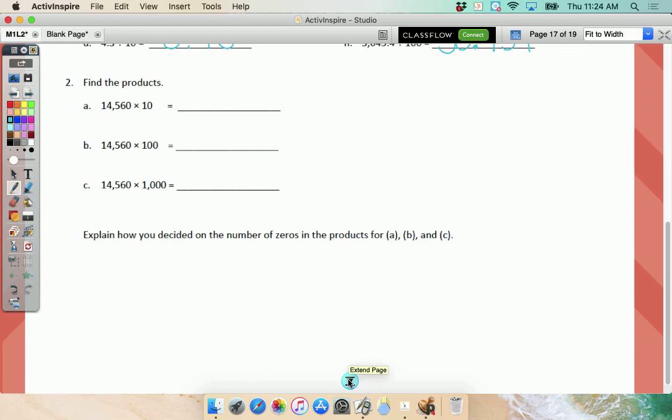And I'm going to ask table 5. Which trick will I use on these 3 problems? Zero trick or decimal trick? And I want you to be ready to tell me why you think that. Zero trick. She thinks zero trick.